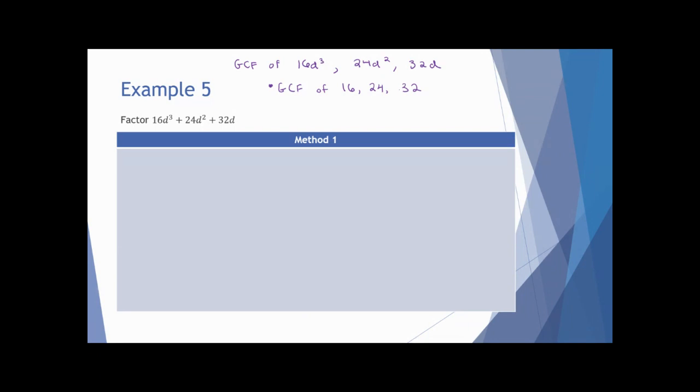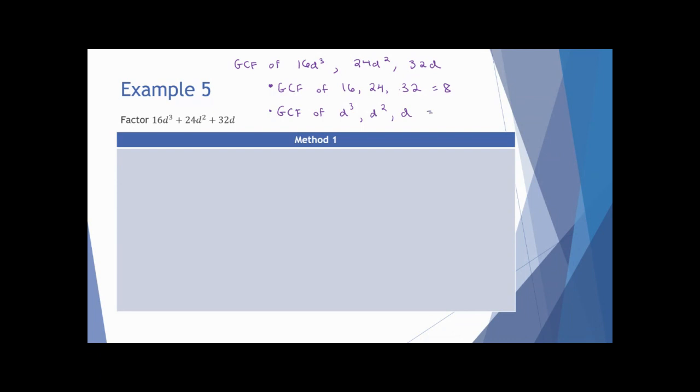So 8 divides into 16, 24, 32. That is the largest, and that's just because I know my times tables. So 8's the biggest number that goes into those. And then you look at the variables. We have the GCF of d cubed, d squared, and d.